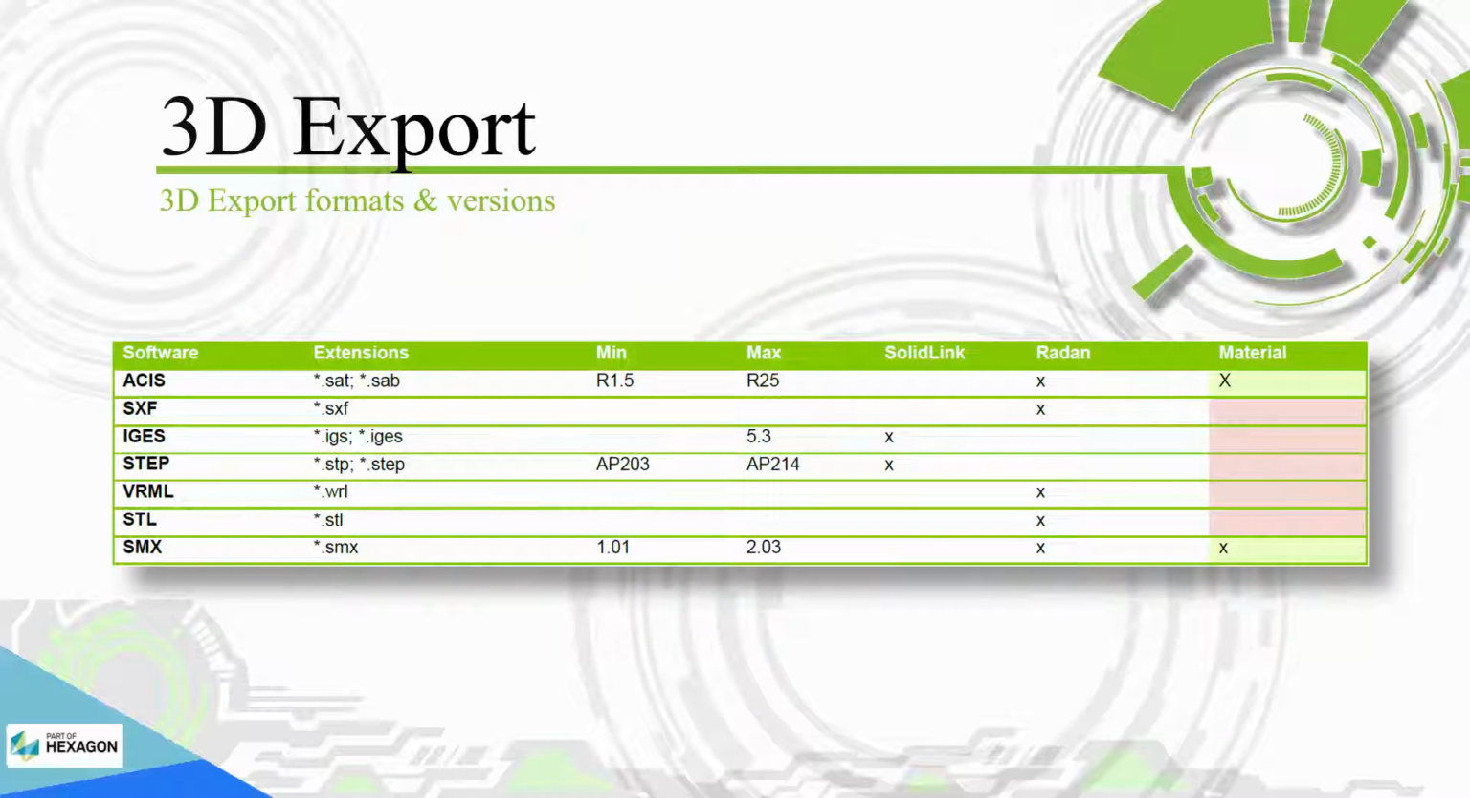3D export formats. The table in front of you shows you the file types that we can export from Radan 3D, again with the associated file extensions. Columns 3 and 4 show you the minimum and maximum versions that can be exported. And again, the column marked material at the end indicates which file types will include material when exported.